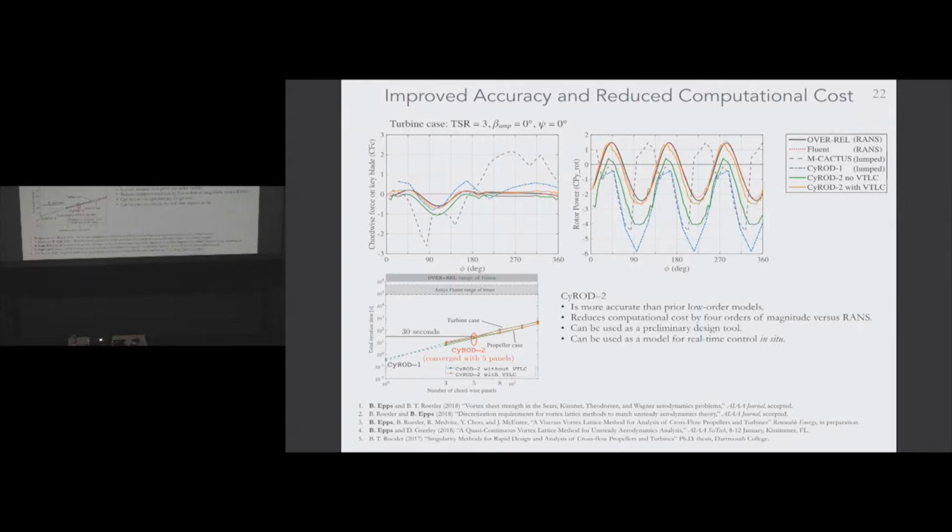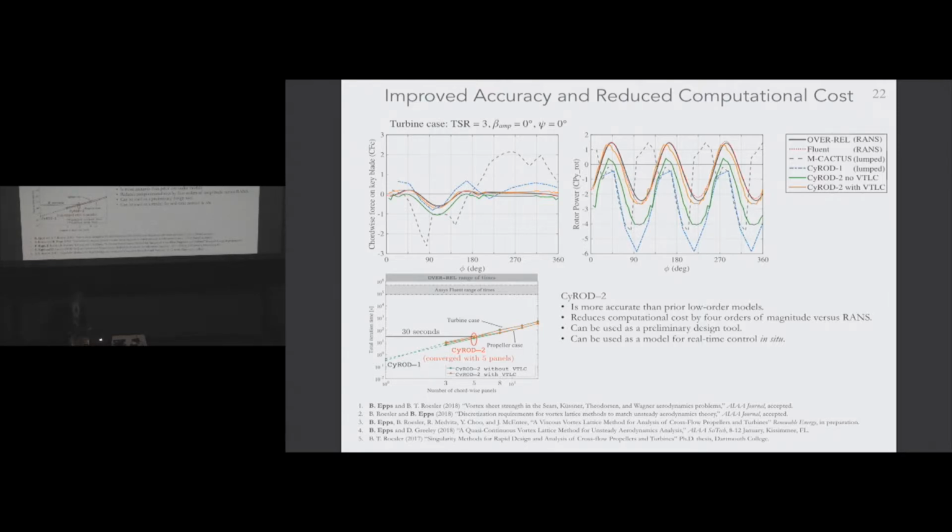So you can see the CIROD 2 with the viscous corrections does a really good job in capturing the chordwise force on one blade and then the total power from all the blades. This is 3 humps per rotation because there's 3 blades in that turbine. All right. If you look at the total iteration time, so what's the computational cost for this good accuracy? It's very low, 30 seconds for the CIROD 2 code, as opposed to about 5 days for Fluent or even a little bit longer for the Overrel code. So we've reduced the computational cost by about 4 orders of magnitude, but we get very accurate results.